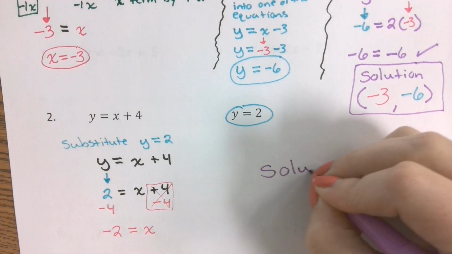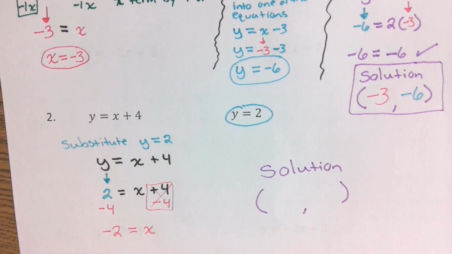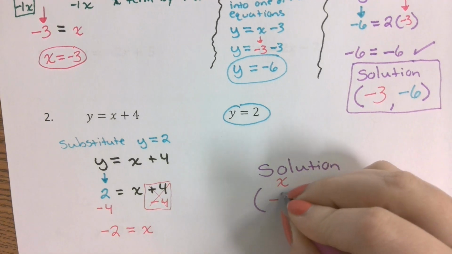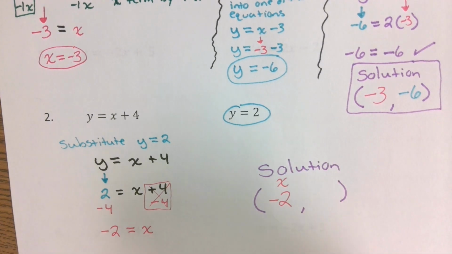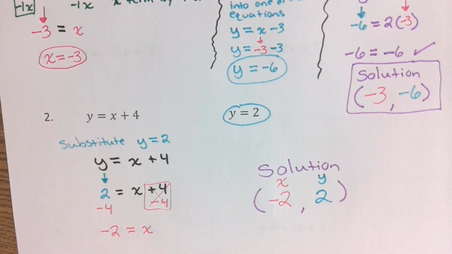Your solution, and you just have to make sure you put them in the correct order. Remember, x always goes first. So I'm going to write that above here that this is your x value. X always gets written first, -2. Your y value always gets written second, which is a positive 2.